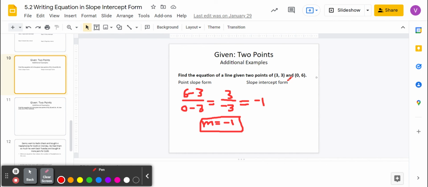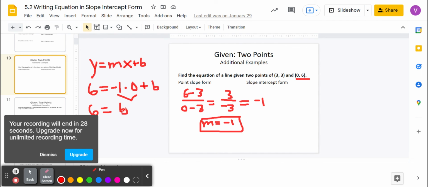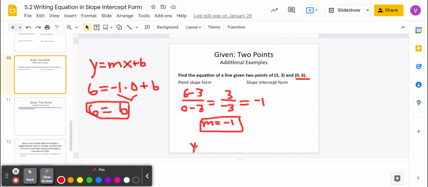Okay, now we have an x and a y, so we can plug it into my slope-intercept formula. It doesn't matter which one you pick. So I'll pick 6 for y. I'll select the second point. My m is -1, x is 0, and I need to solve for b. -1 times 0 is just 0, and I'm left with b is equal to 6. So my equation is y is equal to -1x, or just -x, plus 6.